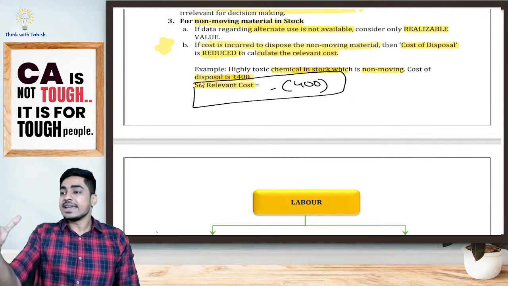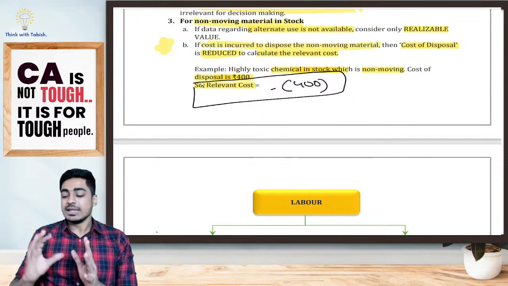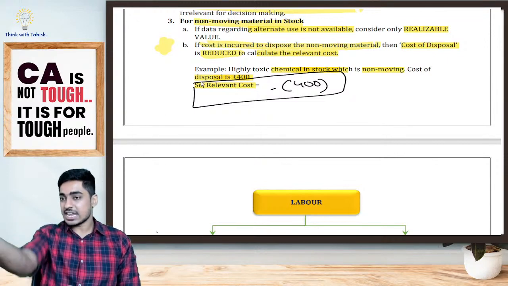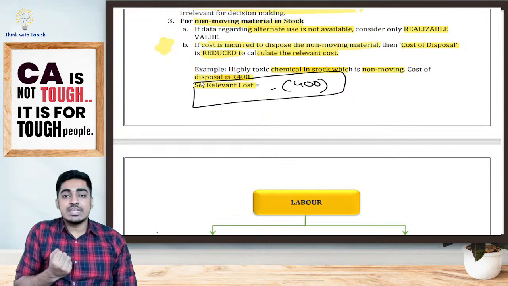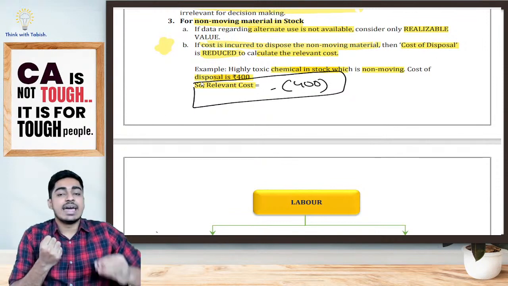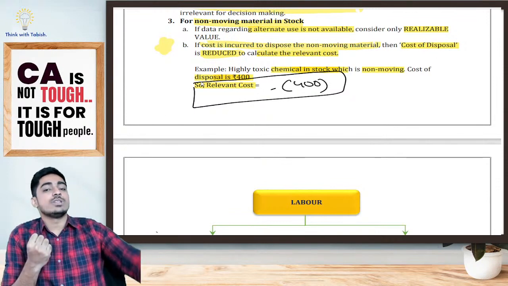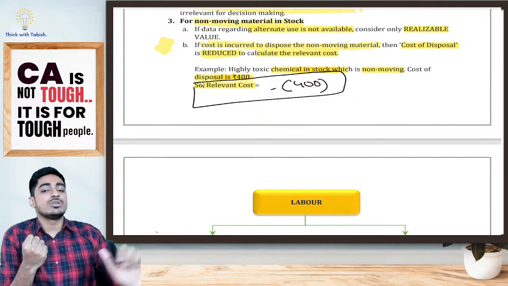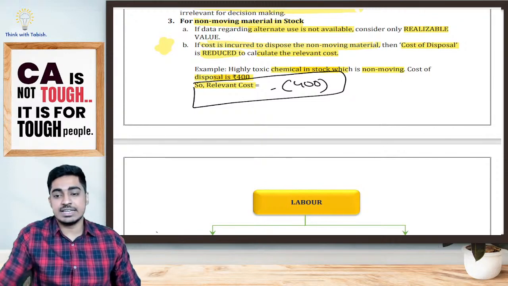Look at this, it is simple. For other items, if I sell it off, the scrap dealer will give me the money, so I will show that as the relevant cost. But here, I have to pay the money, so I will show the negative of that. I am paying the money, so I will show negative cost. Is it clear, students?